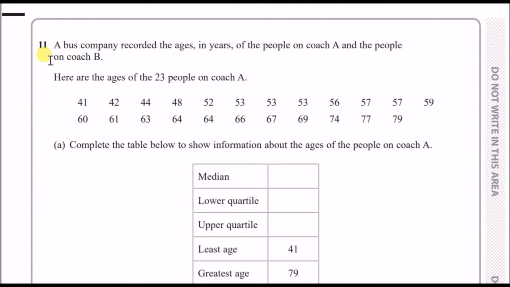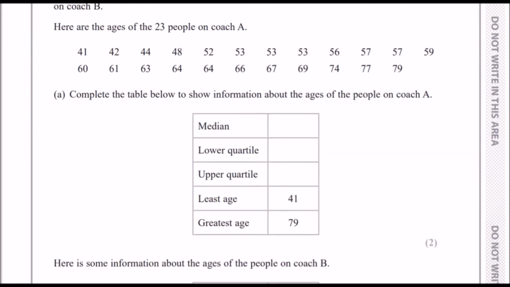So a bus company recorded the ages in years of the people on coach A and the people on coach B. Here are the ages of the 23 people on coach A. Okay, so you're given a bunch of values in numeric order here. So the youngest being 41, the oldest being 79. And now it says that we need to complete the table below to show the information about the ages of the people on coach A.